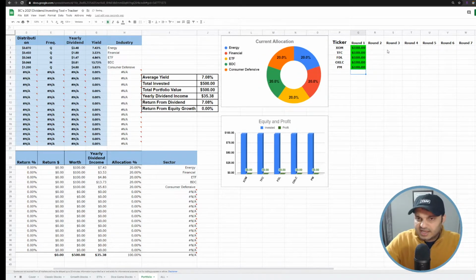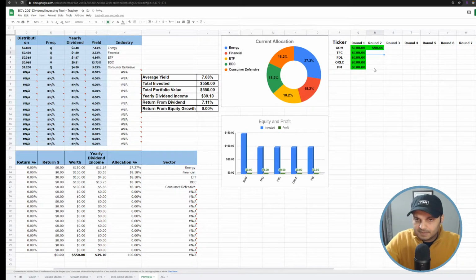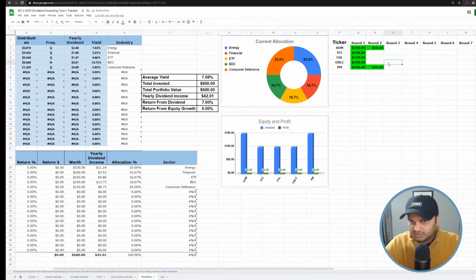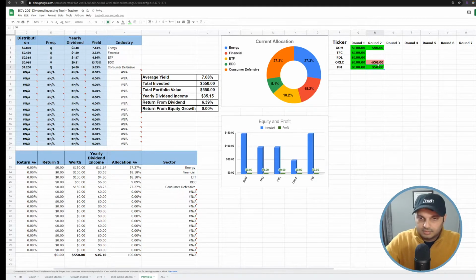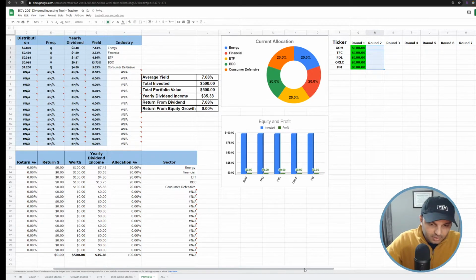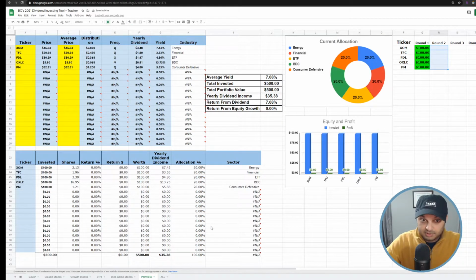Okay, so let's say I buy more, I would put them here. Like maybe I put $50 here. Maybe I put $50 here. Maybe in another day I take out $50. I don't know. That's just how you do it. So today is just round 1. There we go. Your portfolio is built.